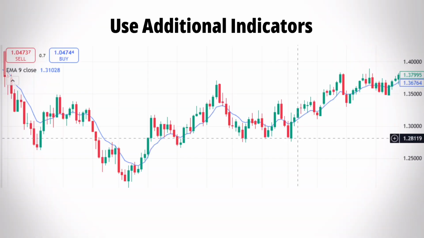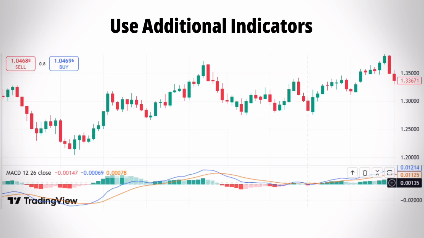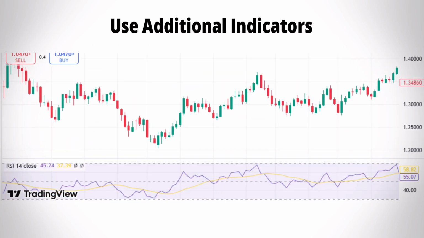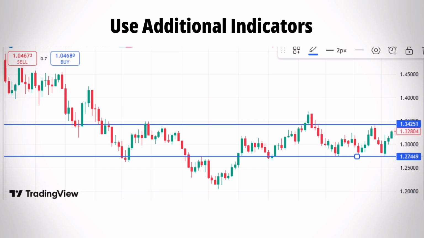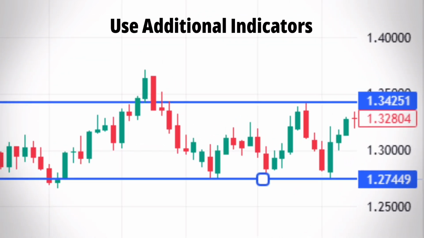You also want to consider using indicators to confirm the signal you get from the bearish engulfing candlestick pattern. You can use indicators like MACD or relative strength index for further confirmation. For example, you can see on the chart that this bearish engulfing pattern forms near a key resistance level.